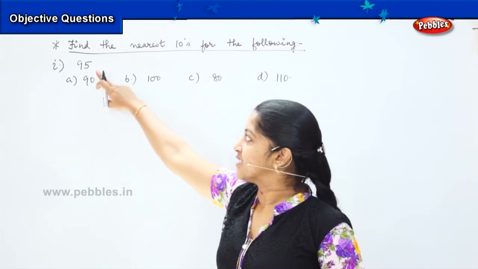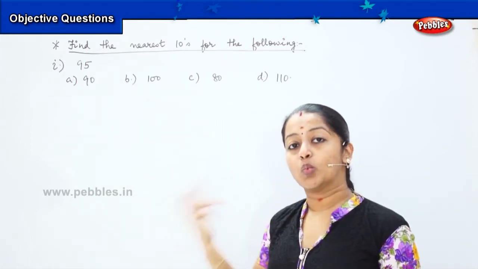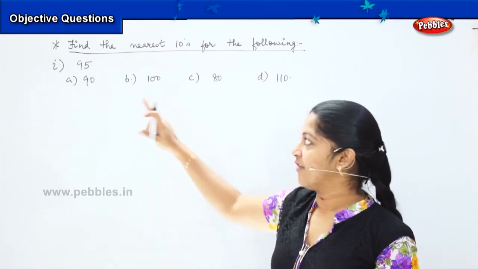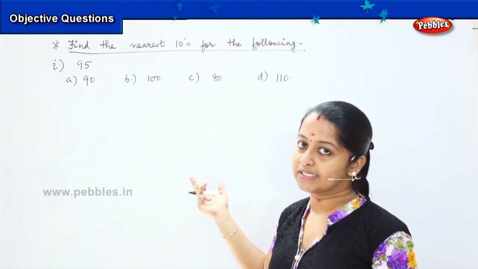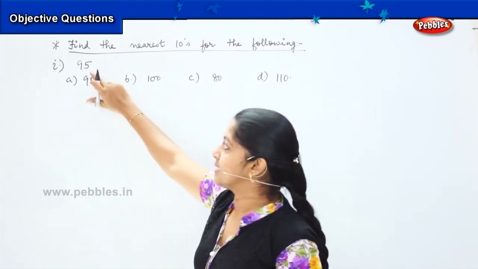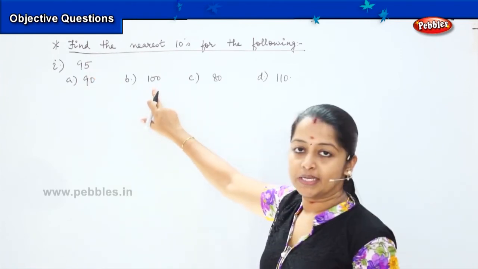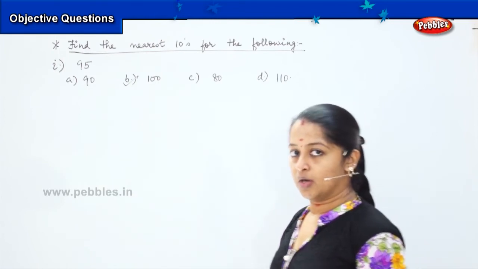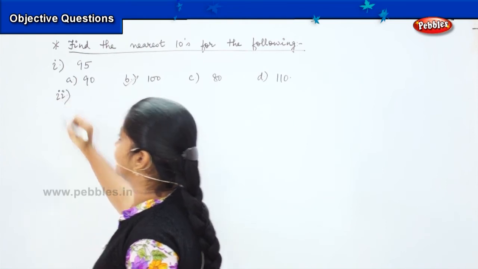Okay. So if you remember, what did I say earlier? If my number is 5 and above, which means that it will be converted to the succeeding tens value. Okay. So after 90, the next number which is nearing the tens value is 100, right? Since it is 5 and above, my option will be B, which is 100. Okay. So shall we do some more questions to make this concept better?